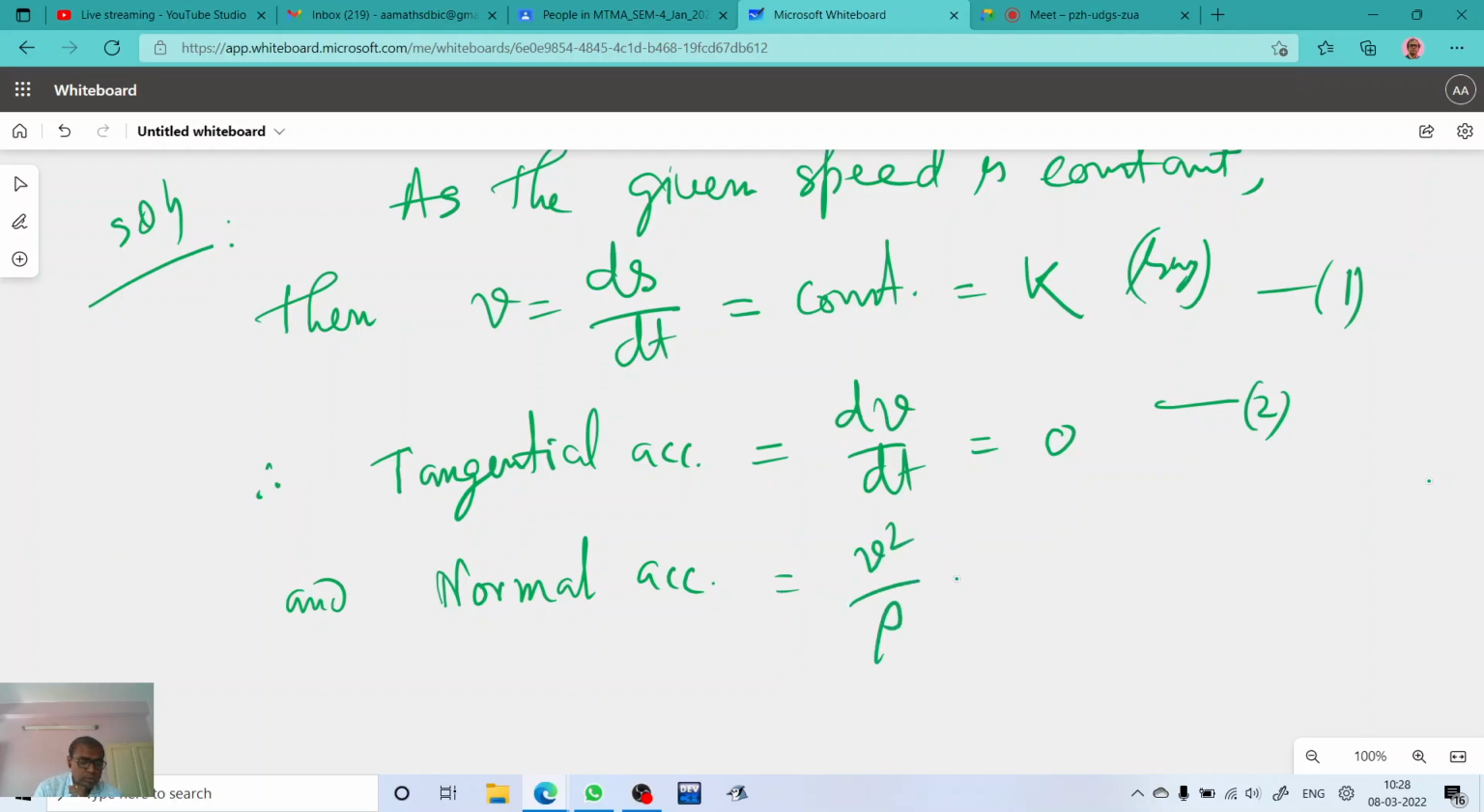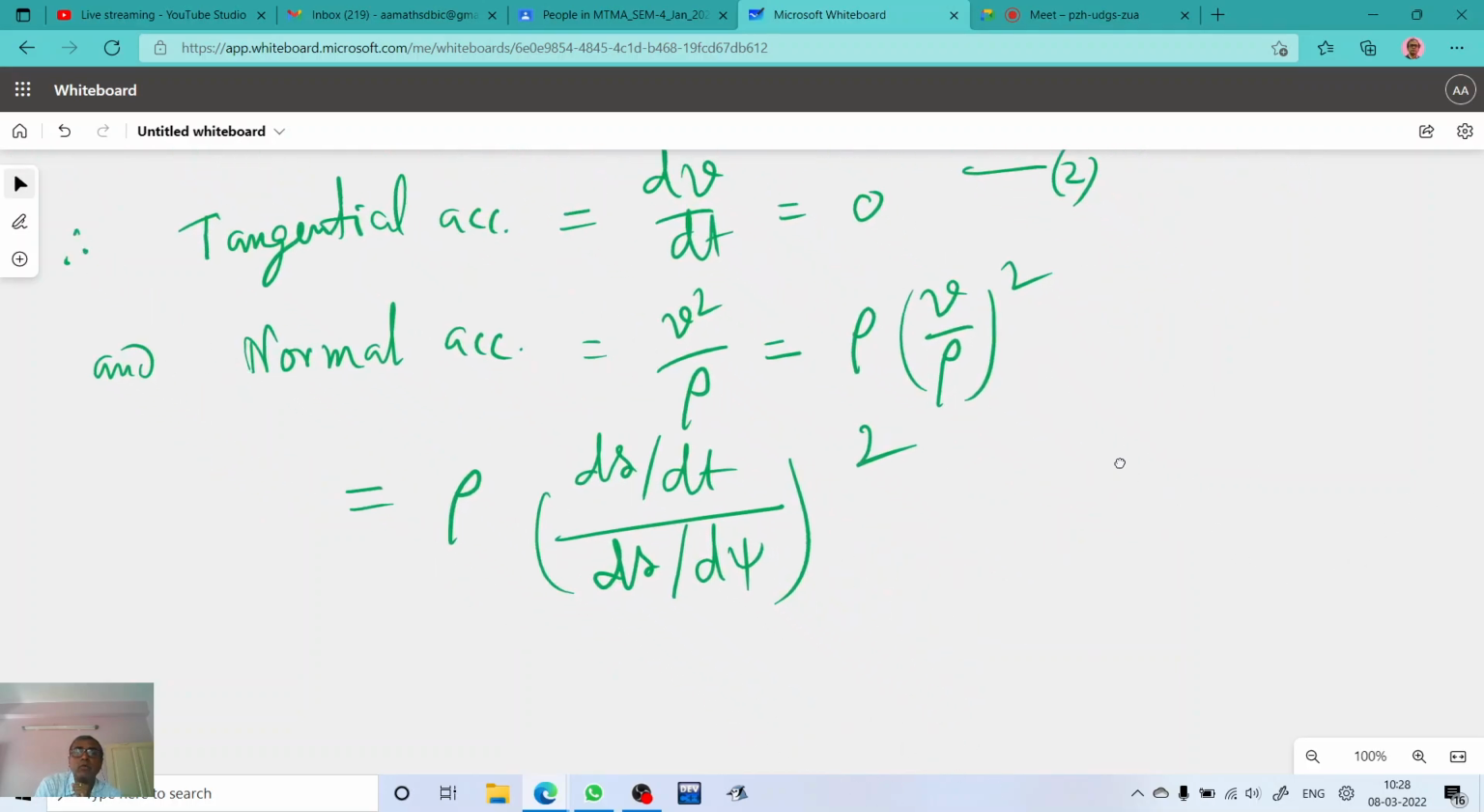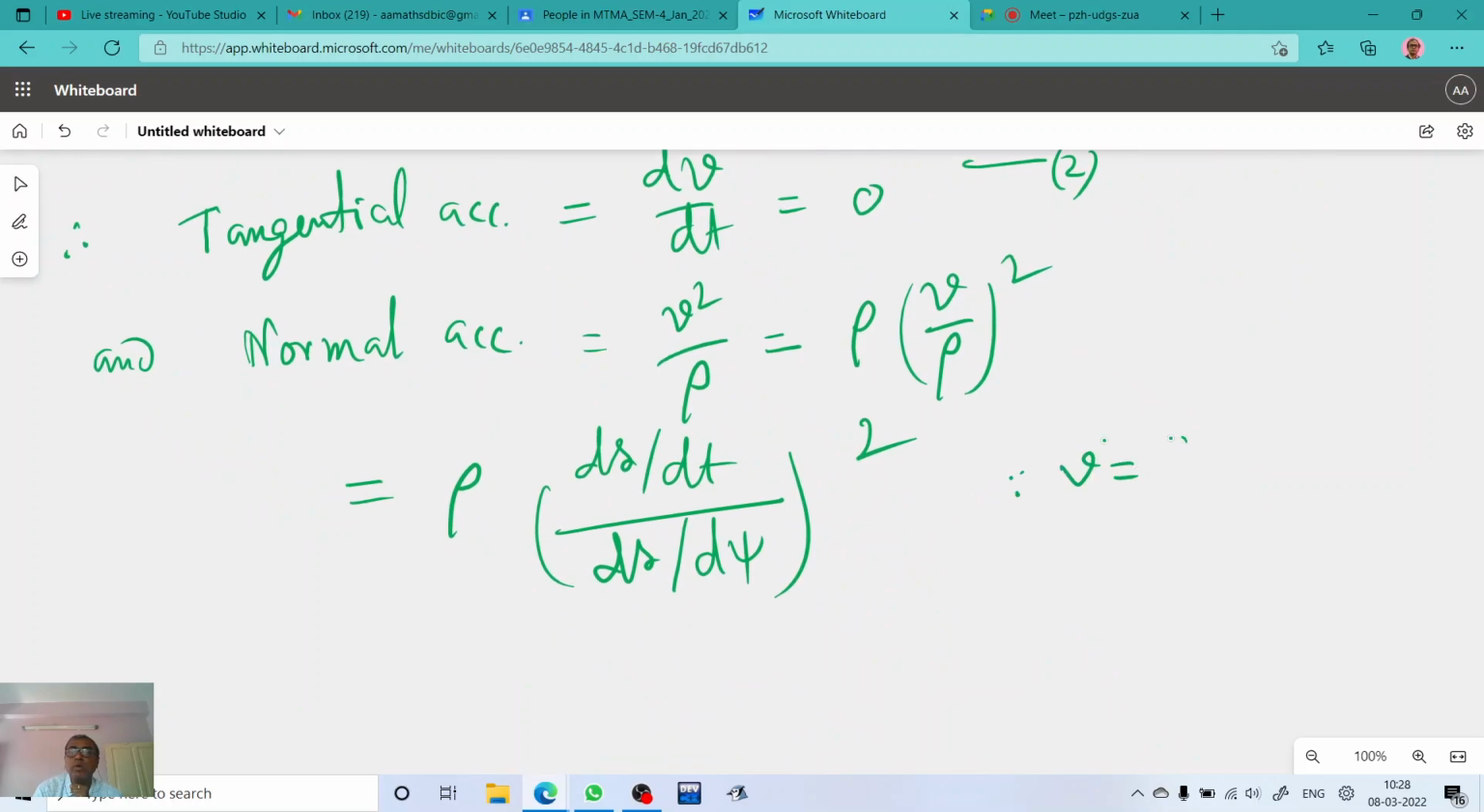Rho is the radius of curvature, so this can be written as rho into v by rho whole square, since v square by rho is the same as rho times v square by rho square. This equals rho into v by rho whole square, where v equals ds/dt and rho equals the radius of curvature, which equals ds by d psi.